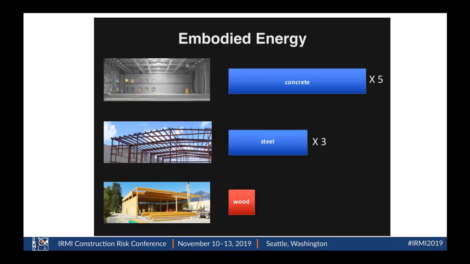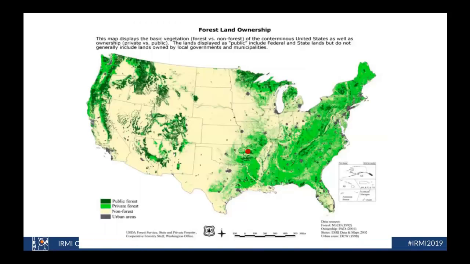So embodied energy, concrete's 5 times that of wood. Steel is 3 times that of wood, and then you have wood. This is an example of some of the wood that we like, the forests that we have in North America and the United States specifically. You can see all the pine that we have in Arkansas, which is where the red dot is.